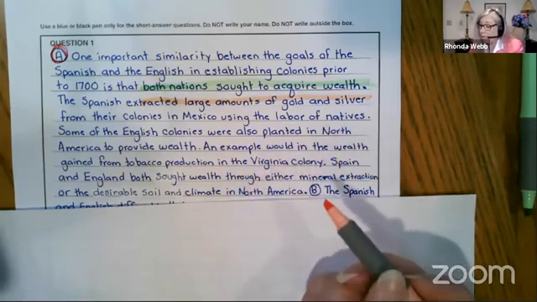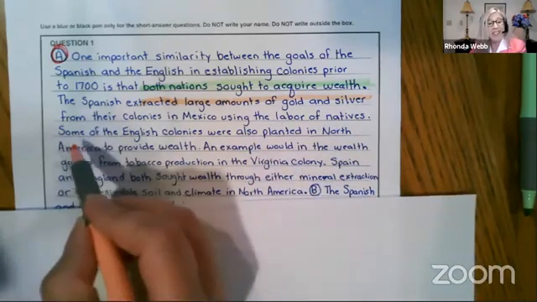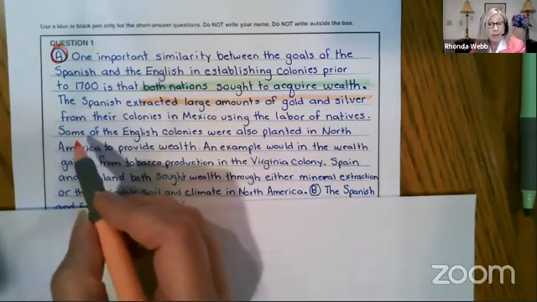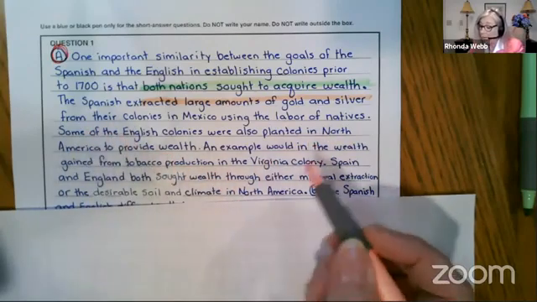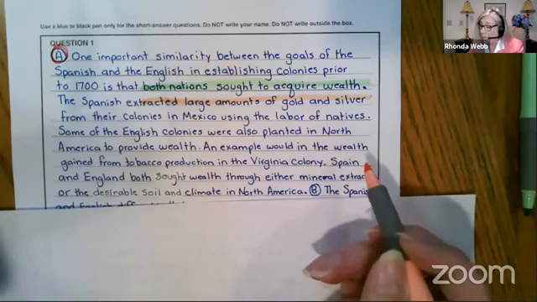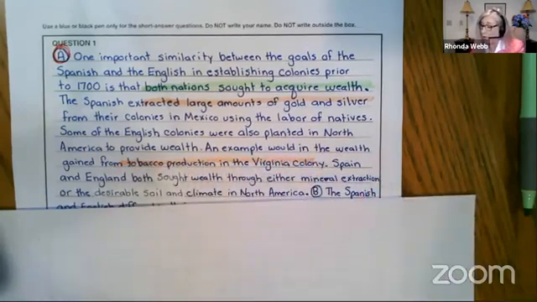Some of the English colonies were also planted in North America to provide wealth. Now, notice I say some, because some of them, like in New England, we already said were related to religion, but some of them were planted for wealth. An example would be the wealth gained from tobacco production in the Virginia colony.